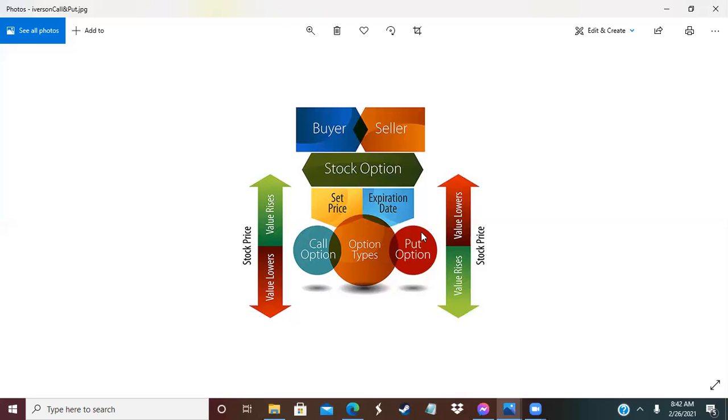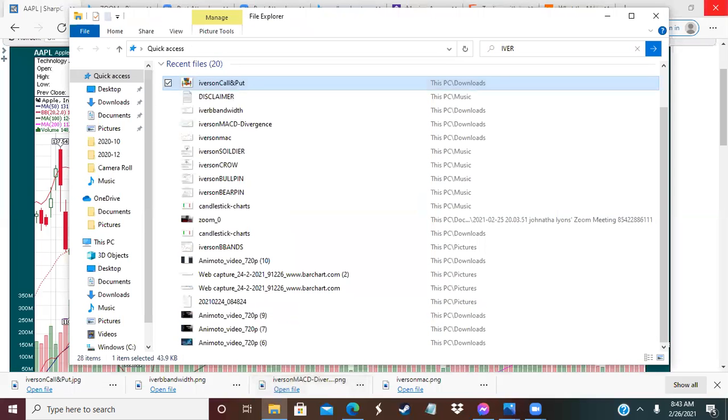The inverse is true of put options. All right. As the stock price rises, you lose the value of the option contract. But if the price goes down, then it rises in value and you make money. So that's a really cool thing that differs from stocks, is that you can make money whether the price is going up or down. All right. So this is good stuff. All right. So those are options contracts explained really simply.